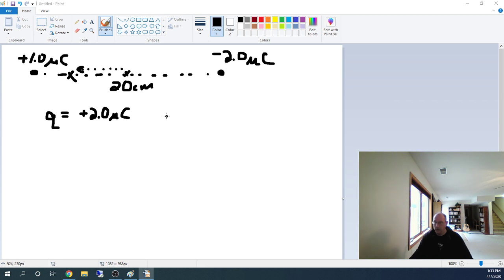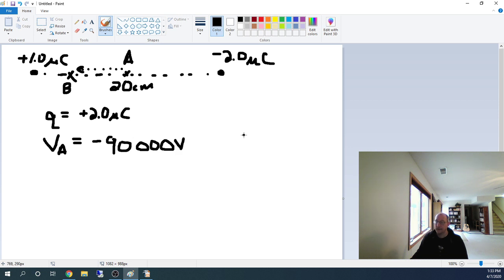All right. So the voltage at this spot right there, let's call this point A, and this spot here where it's going to finish, we're going to call point B. The voltage at point A we had as negative 90,000 volts. Okay, so that's what we had. So now we're going to calculate what the voltage is at point B, where it finishes.